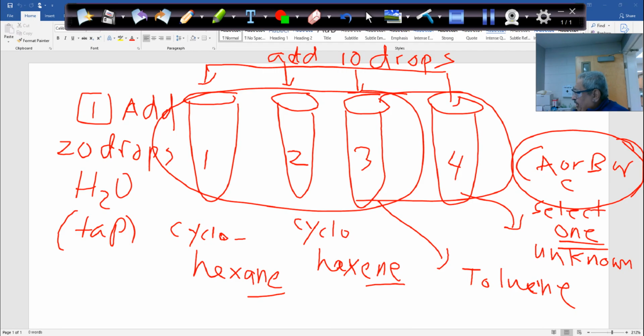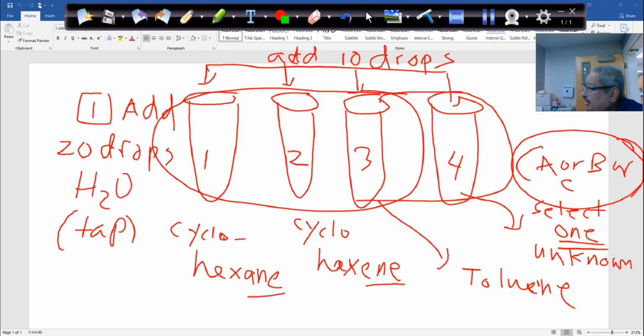Write your observation. Then you'll dump everything in the waste container in the back with the funnel on top. The funnel lid is red. So open it and dump the whole thing inside. Nothing inside the sink. Okay, please, nothing inside the sink.